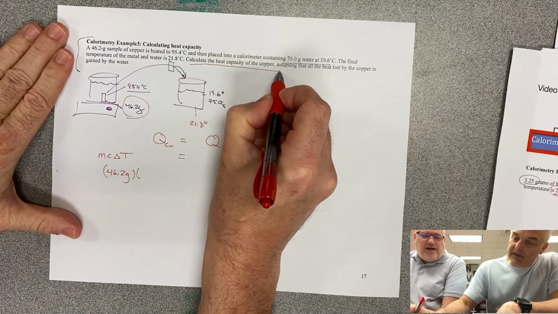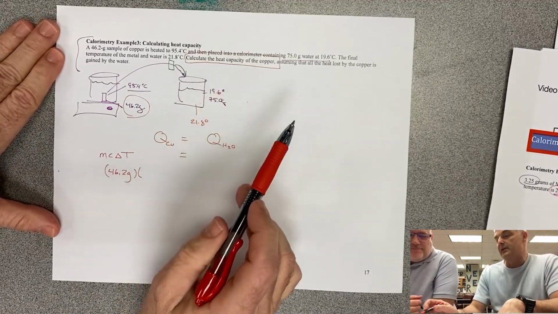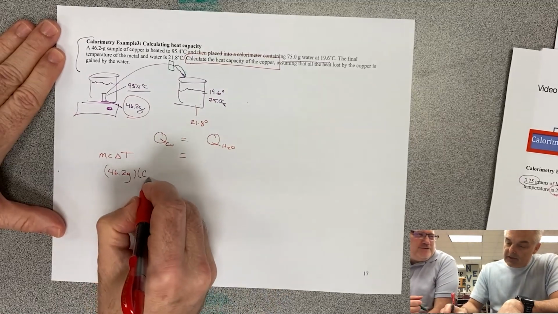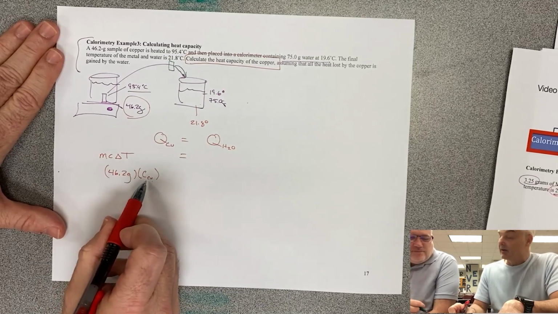Calculate the specific heat of the copper. We should have probably said that earlier. This is the question we're trying to find. Yeah, we probably should have read the question fully before we started. I knew that's where we were headed, but I forgot to mention it. So it's c of copper, that's our x, if you will.